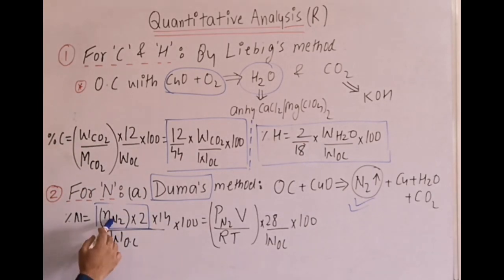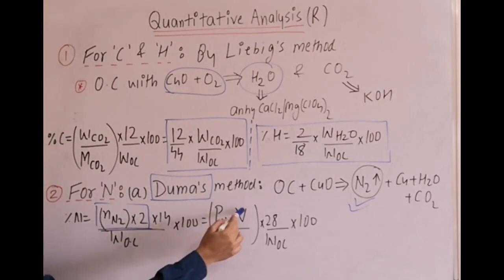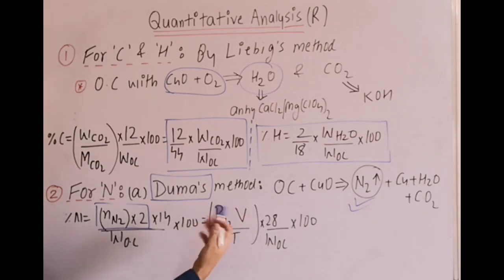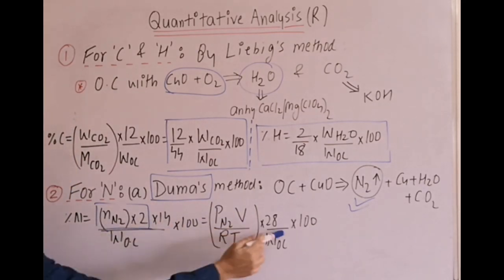So here the number of moles of N2, we put here what? PV by RT, where P is the pressure of N2 gas, volume generally in ml, so we can divide it by 1000 later on, upon R, 0.0821. Temperature conditions are mentioned in the numerical. This part is the number of moles of N2 into 28 upon weight of the organic compound into 100. That is the basic formula to find the percentage of N as per Dumas method.